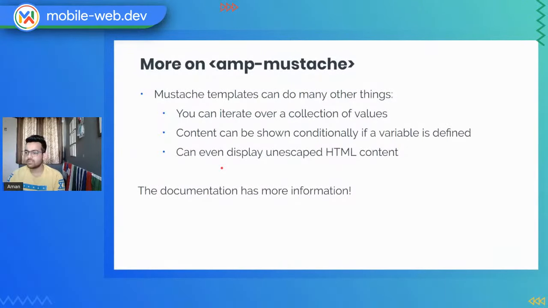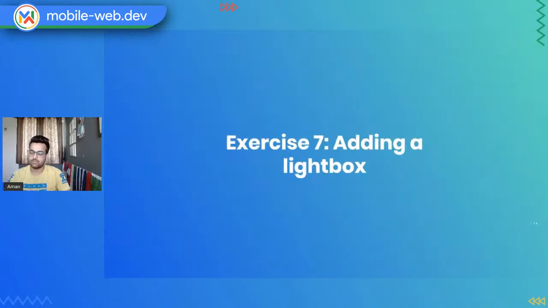So AMP mustaches can do several things. It can be used to trace different data. If you are trying to create a calculator, it can be used to change the data on site. Also, it is used to show the data conditionally, like if you are using dark mode and light mode. And it can even display unescaped HTML content. If you use the whole template on your whole body tag, it will show anything that is getting escaped so that you can debug. Again, you can go to AMP mustache to find more information about this.